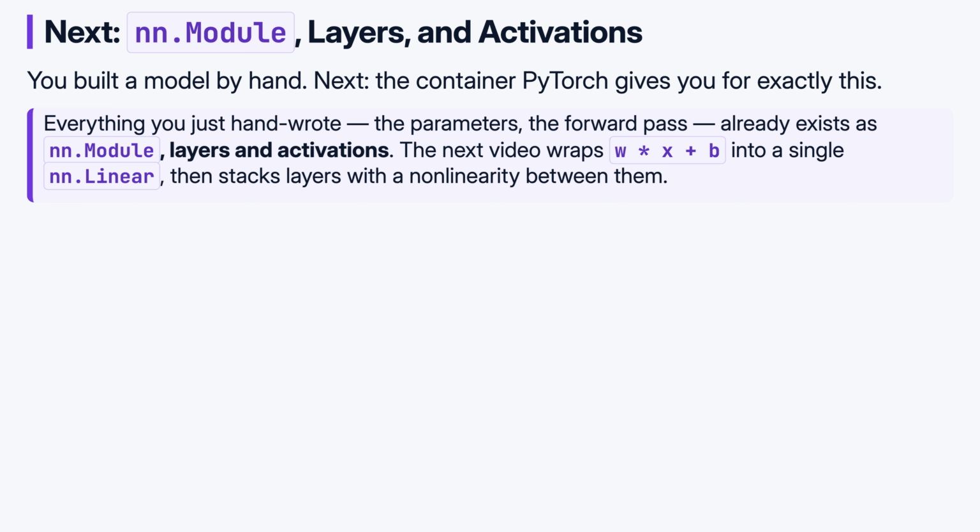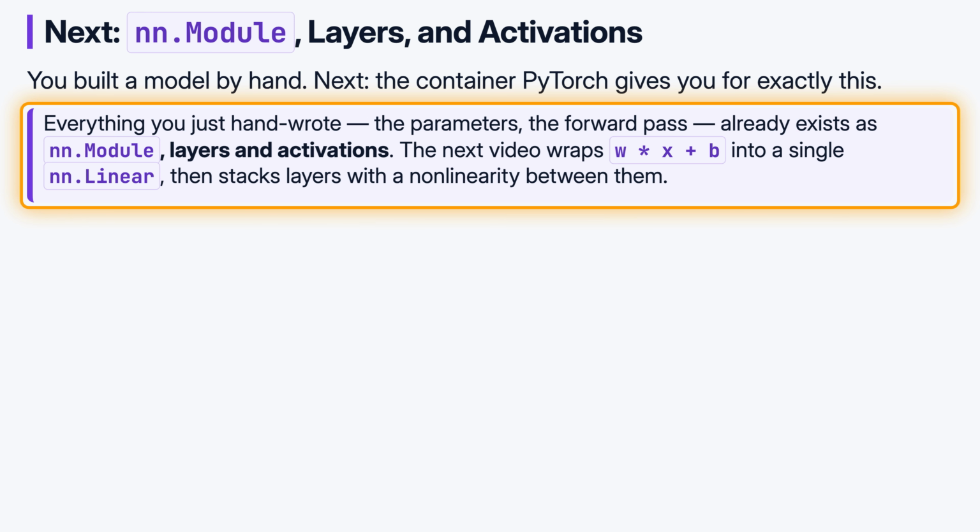You just built a model by hand. Two tensors, a loss, and the loop. Together they fit the noisy points. Next, we meet nn.Module, layers, and activations. It is the container PyTorch gives you for exactly this. We wrap W times x plus b into a single nn.Linear. Then we stack layers with a nonlinearity between them. See you there.